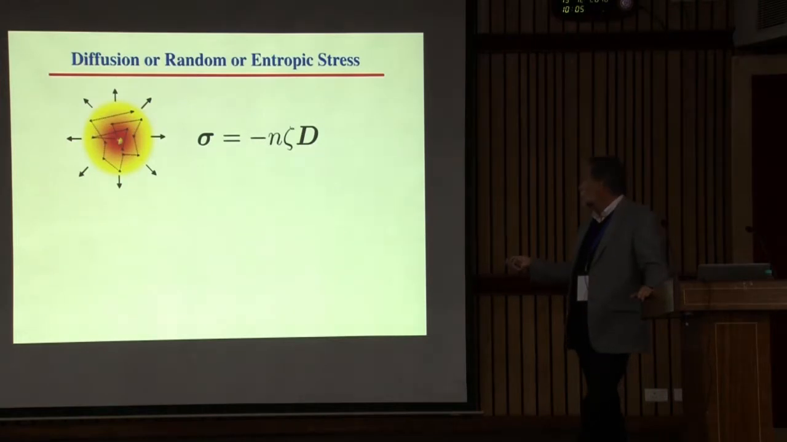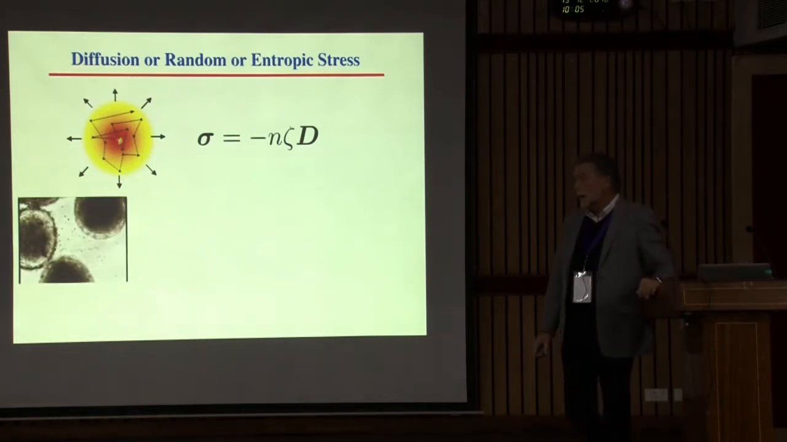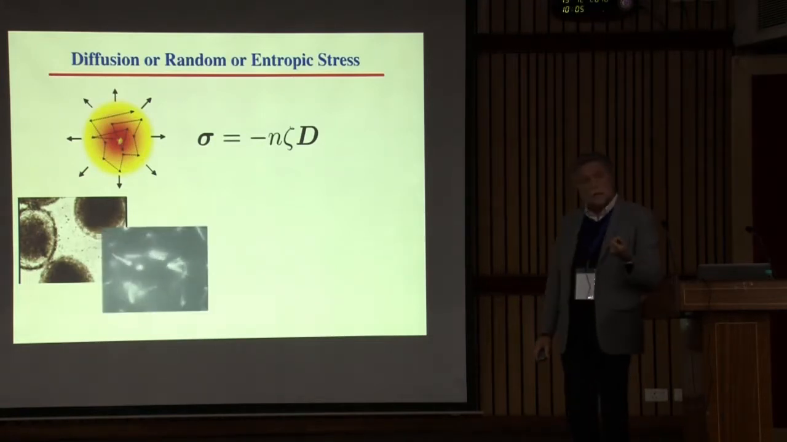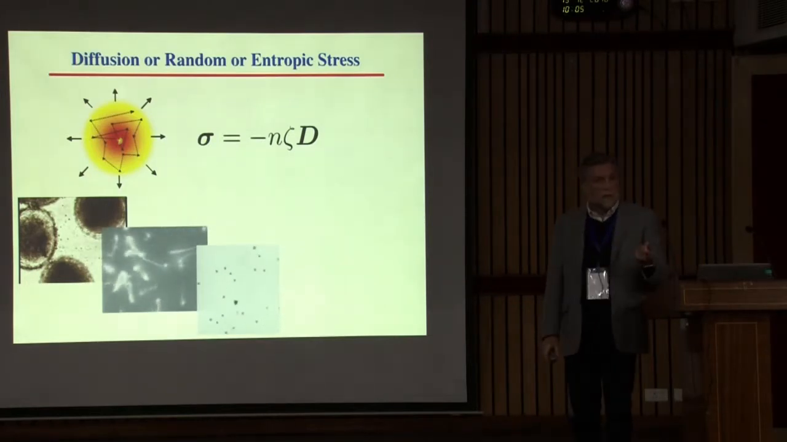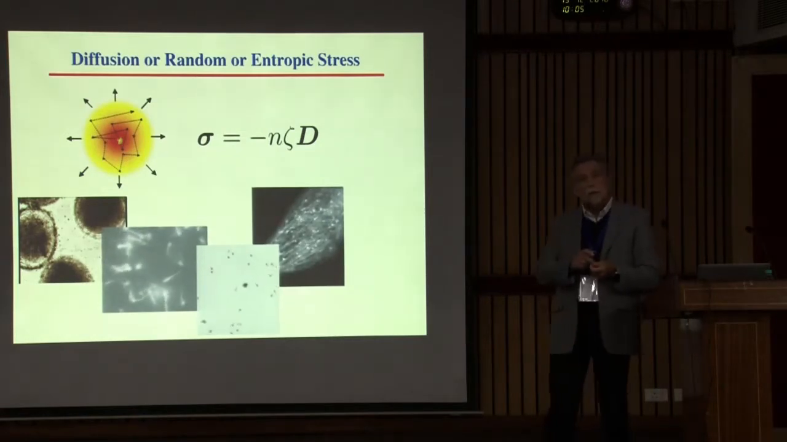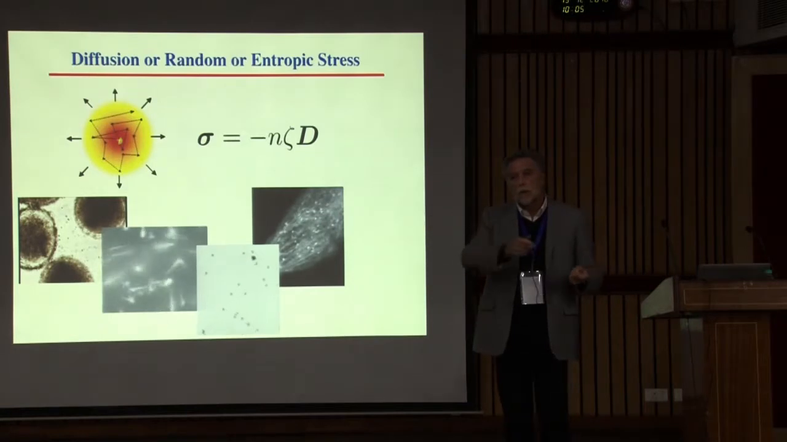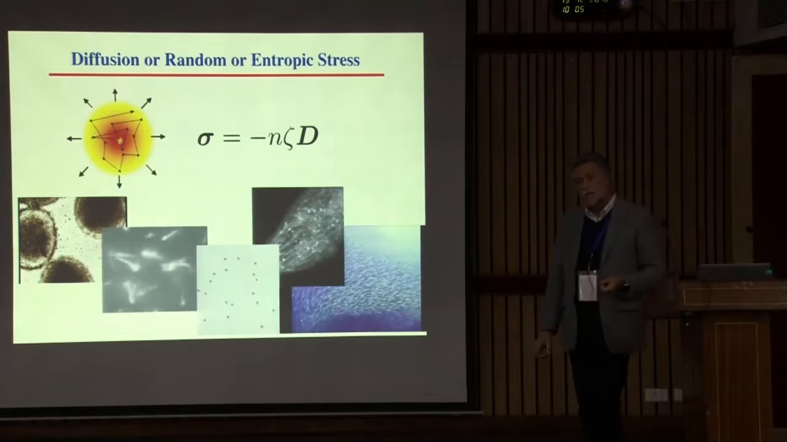The stress is minus the number density, the diffusivity, the drag coefficient, and the diffusion coefficient. This is a single particle result. It applies to Brownian motion. It applies to E. coli. It applies to Janus particles. It applies to molecular motors running along microtubules that exert a tension on the tube just because they're doing a random walk along that tube. Okay? It actually applies to things like fish.